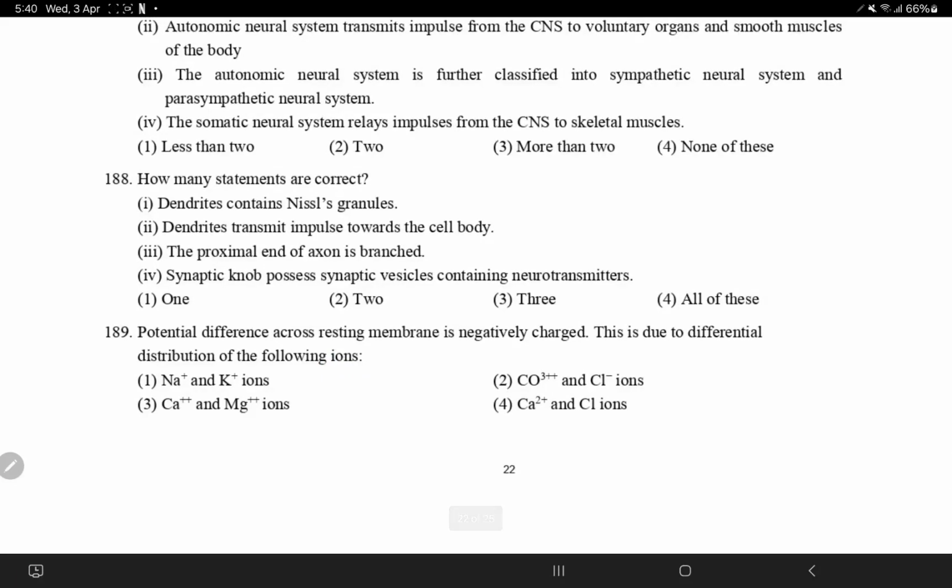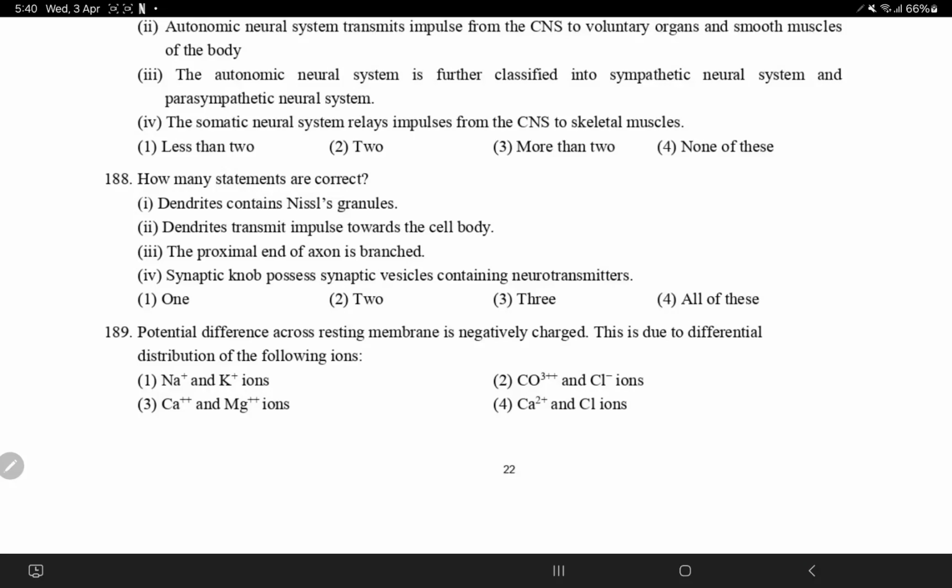So how many statements are correct? Dendrites contain Nissl granules, right? Dendrites transmit impulses towards the cell body, right? The proximal end of axon is branched. No. The distal end of axon is branched. The synaptic knob possesses synaptic vesicles containing neurotransmitters. So it is option 3.